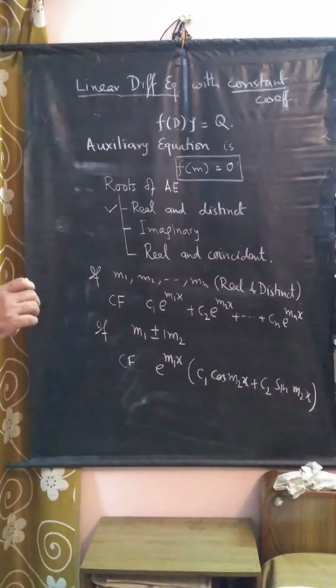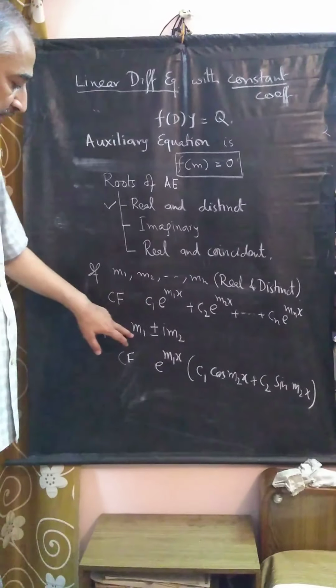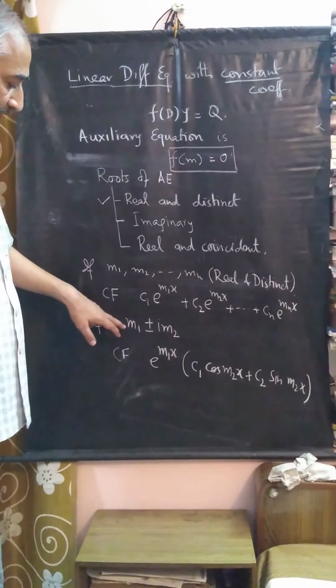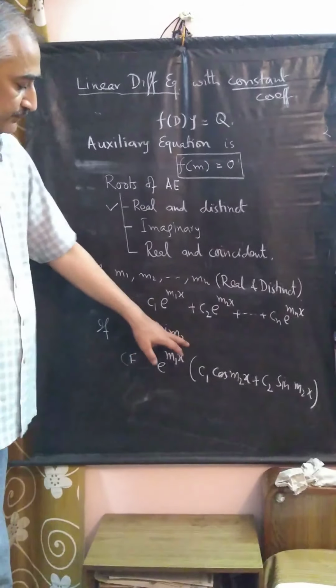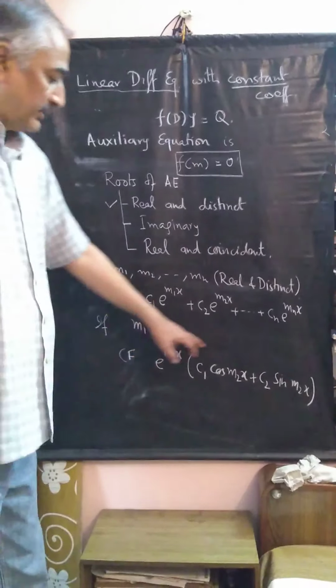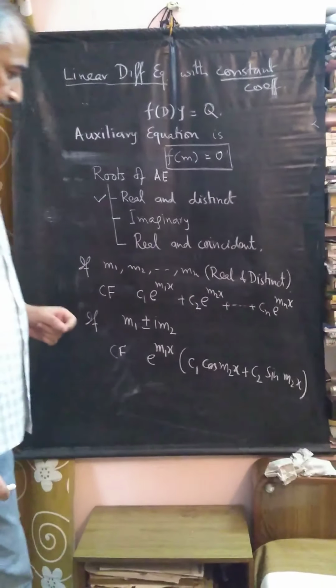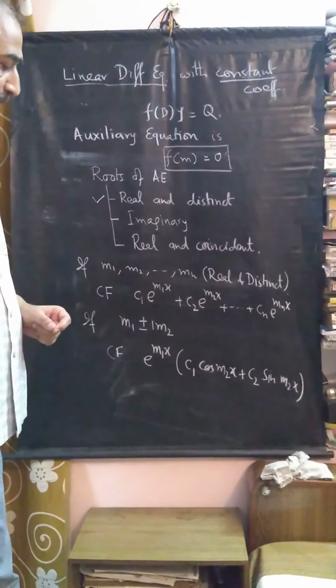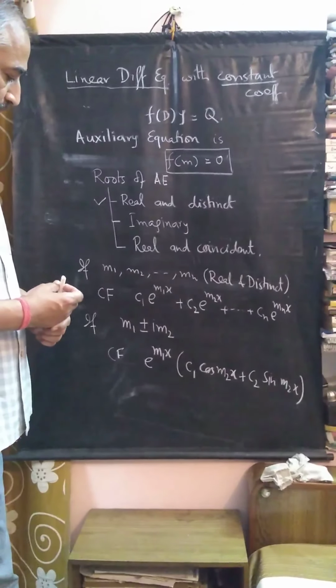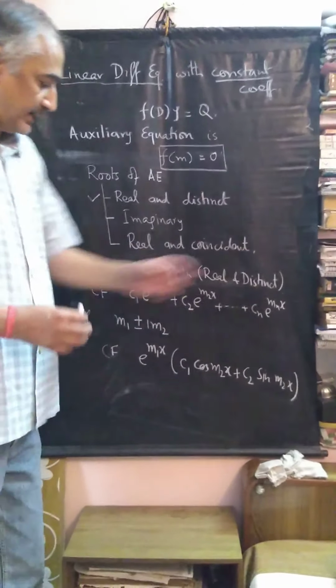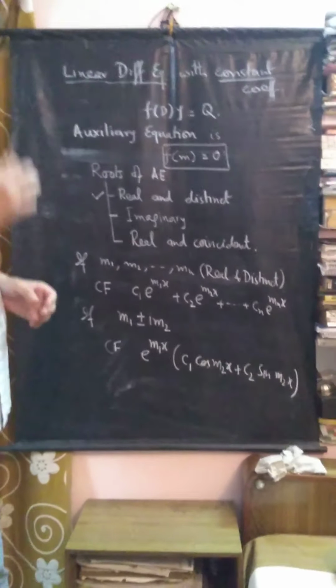You may have more roots like this, that one or two roots are like this, m1 plus minus iota m2. There will be one real root, there will be one which may be surd. So we will put all of them together and make the complementary function.